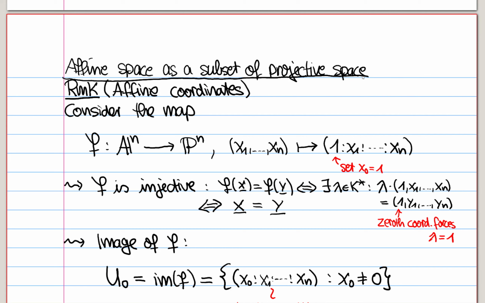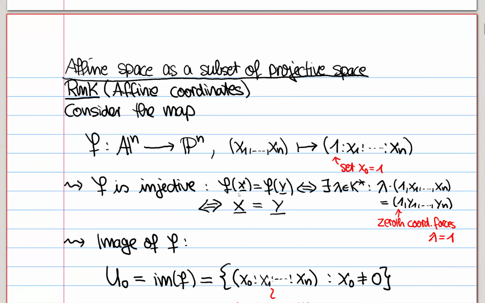In this video, we're going to see that affine space, as we know it, sits very naturally inside projective space. And for this, consider the map from A^n to P^n, a priori a map of sets, which sends this vector here to the vector where you set the first homogeneous coordinate x0 to be 1, and then you just repeat the n coordinates that you have. The claim is this is a well-defined map, certainly, and it is injective.